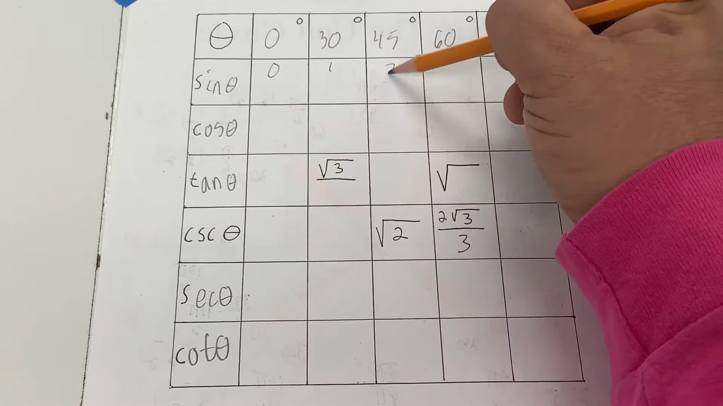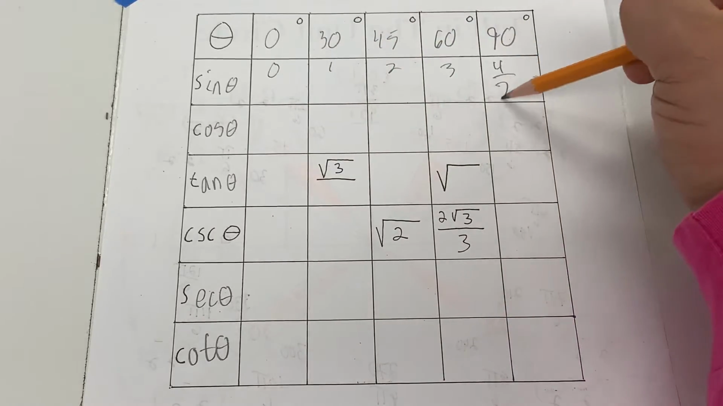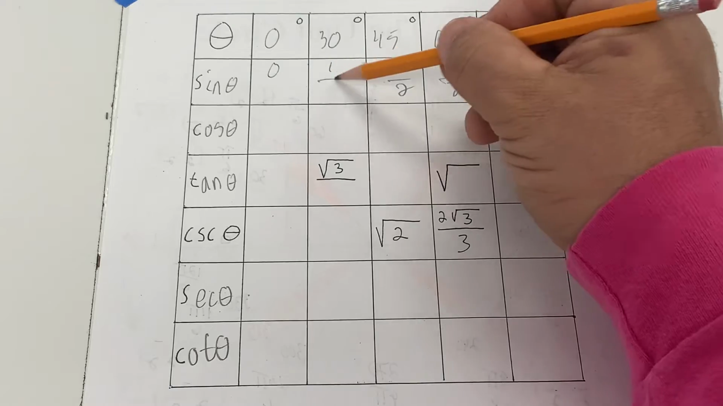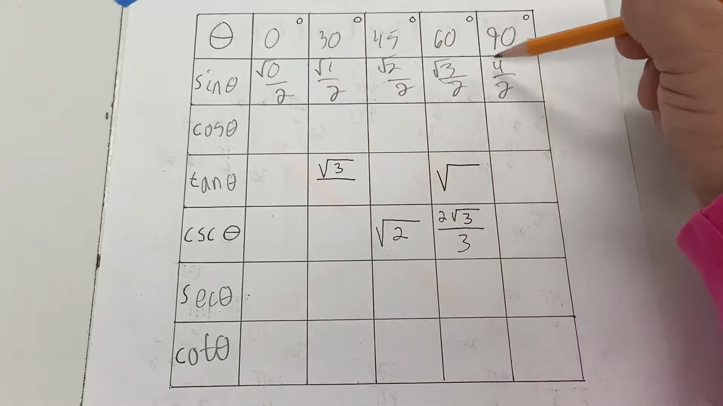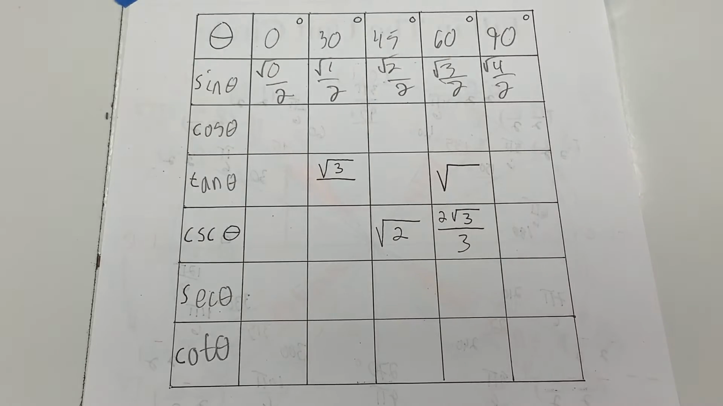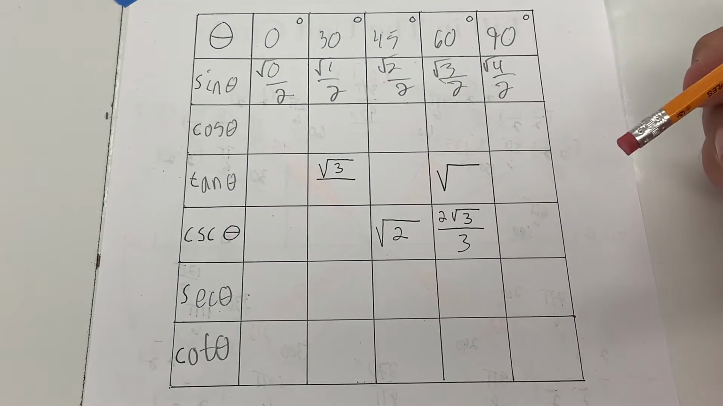0, 1, 2, 3, 4. Divide by 2, divide by 2, divide by 2, divide by 2, divide by 2. Square root, square root, square root, square root, square root. You can do it really quickly. Now you want to go back and simplify.